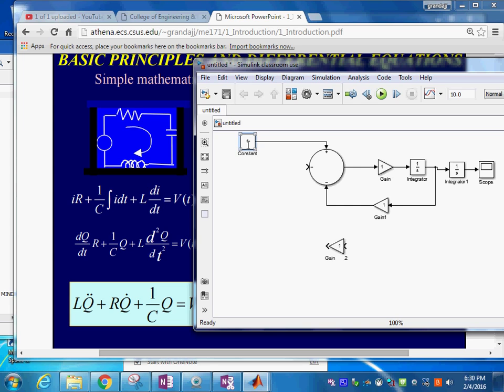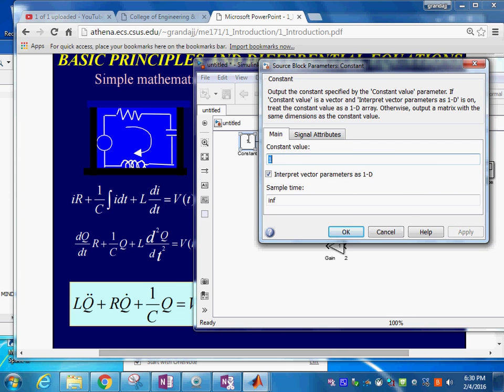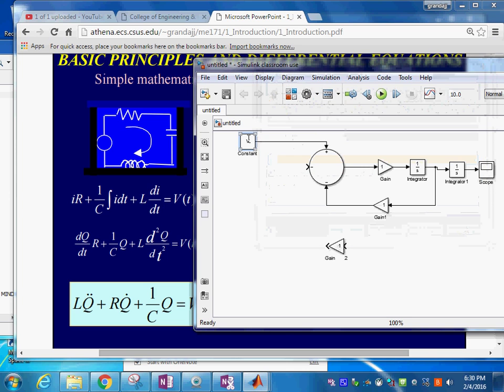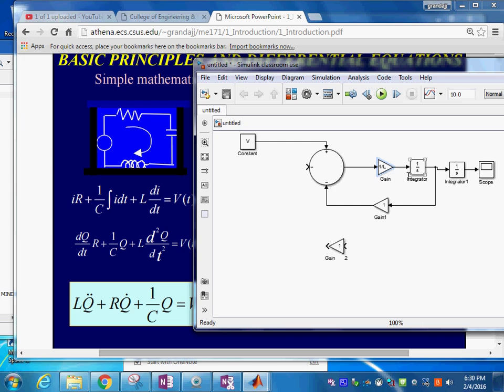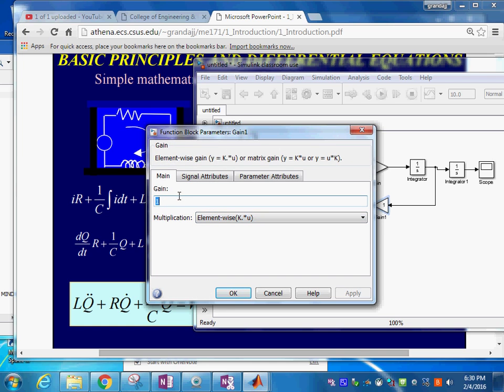So we need to put some values into this. This is going to be our voltage. We're gonna use the letters. So this is 1 over L, right? Okay. And then let's just make it a little bigger so we notice the way it is. This is the B variable.